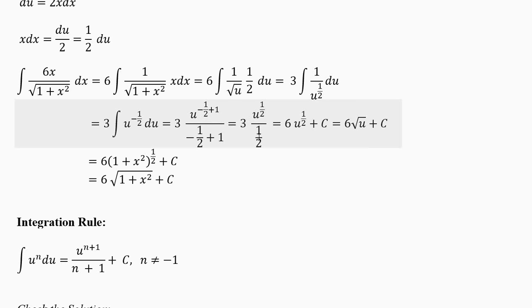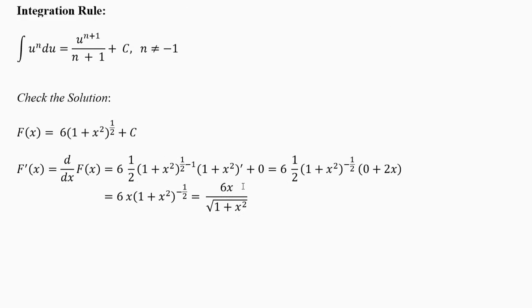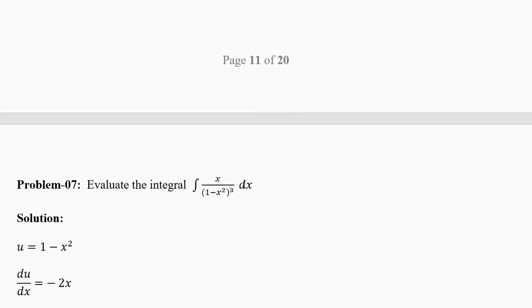Now 3 divided by half is 3 into 2 by 1, which is 6 by 1, which is equal to 6. So you have 6 u power half, which is 6 square root of u. And that is 6 into 1 plus x square whole power half, or you can write 6 into square root of 1 plus x square. You can again differentiate and check your answers.